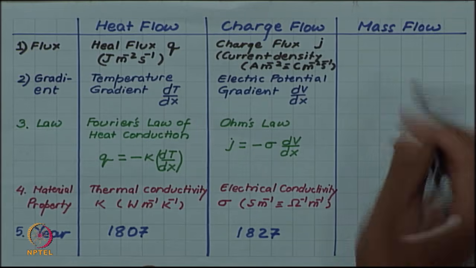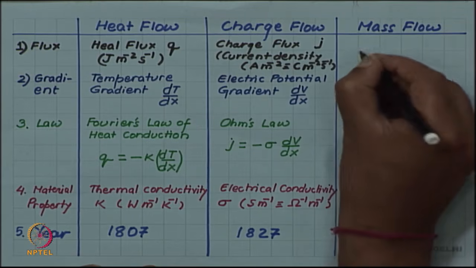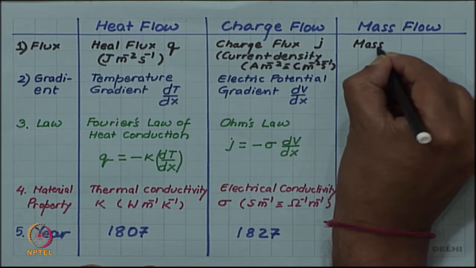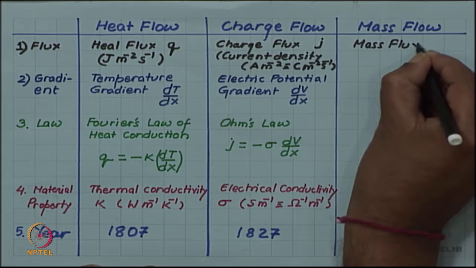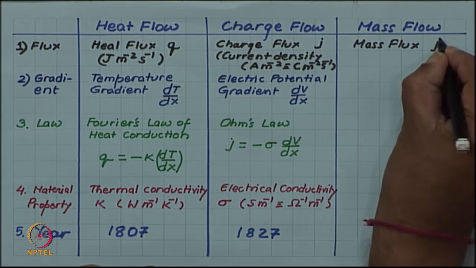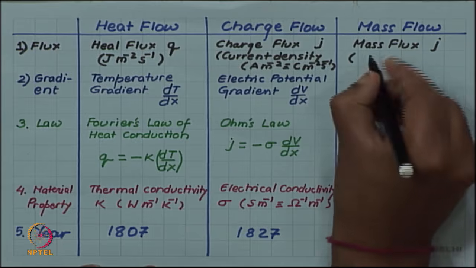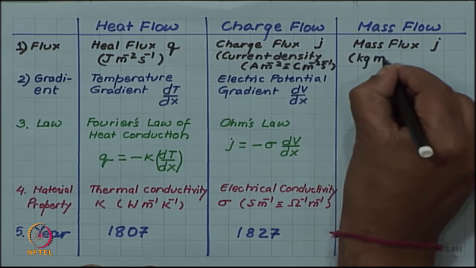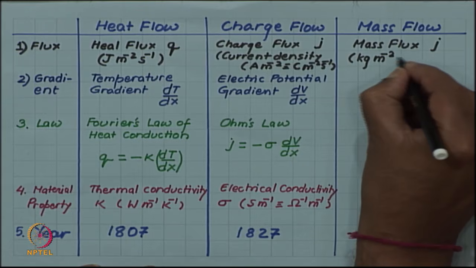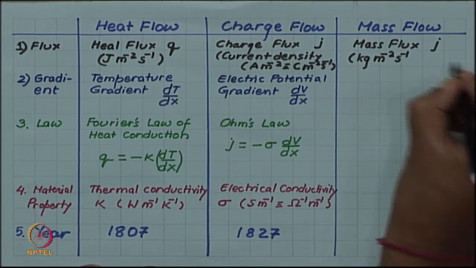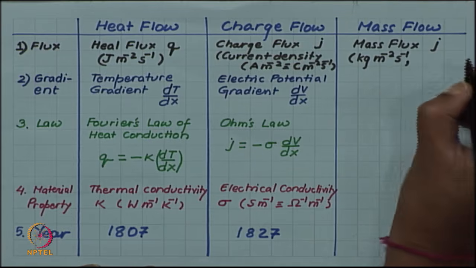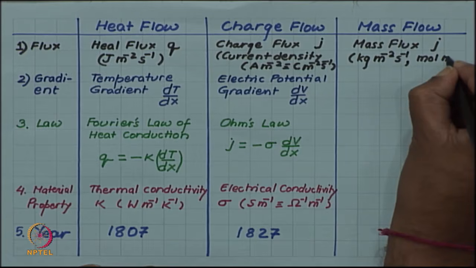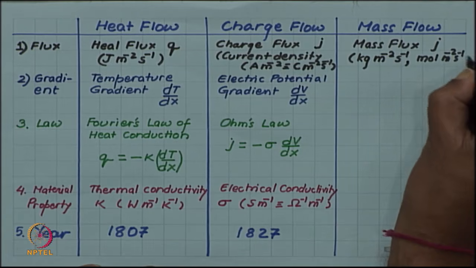Now, we come to our interest, that is the mass flow. Here the flux is mass flux, which we also call J. This is mass per unit area per unit second, so kg per meter square per second, or sometimes mass can also be written in units of mole. So, you can have mole per meter square per second.